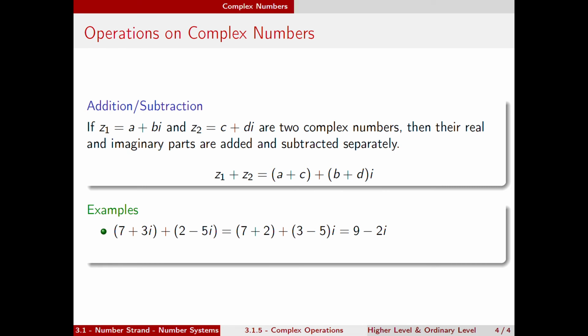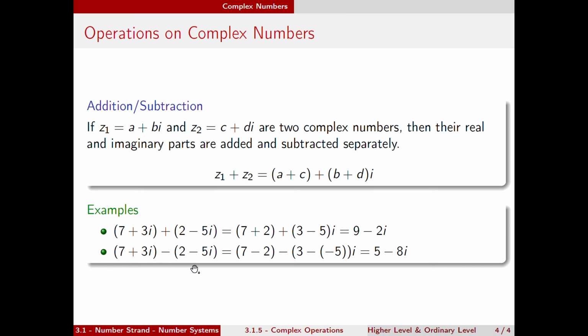So let's look at an example. 7 plus 3i plus 2 minus 5i will give us the real parts of the numbers added together, 7 plus 2, plus the imaginary parts of the numbers added together, which is 3 minus 5. And to do this, it is a case of just adding integers together, which we have seen in a previous video. We get 9 minus 2i. So that was adding two complex numbers.